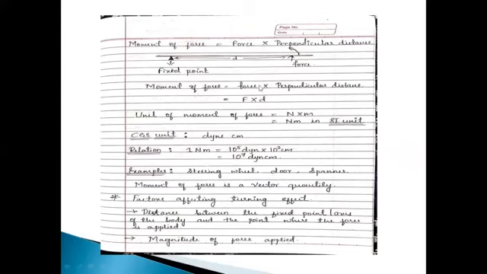Moment of force is given by force into perpendicular distance, that is, force into the distance between the fixed point and the force. The unit of force is Newton and the unit of distance is meter. Therefore the unit of moment of force is Newton meter in SI units. In CGS units, the unit of moment of force is dyne centimeter. 1 Newton meter is equal to 10 raised to 5 dyne into 10 raised to 2 centimeter. Therefore 1 Newton meter is equal to 10 raised to 7 dyne centimeter.